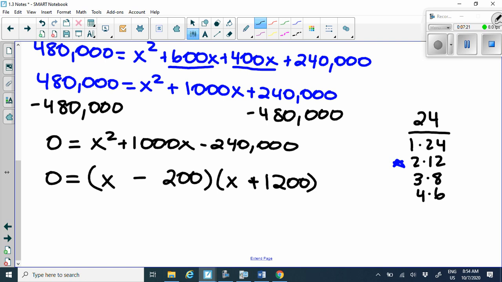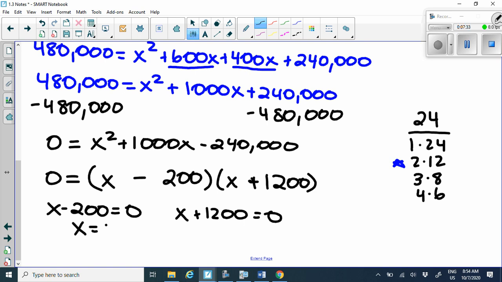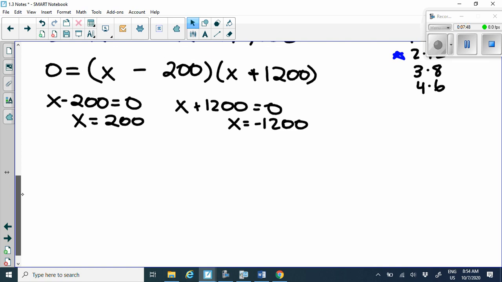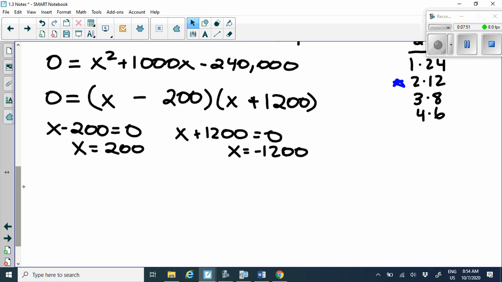Okay, now we get to take each set equal to 0 and solve. So we have x minus 200 and x plus 1,200. Solve for both. So we get x equals 200, x equals negative 1,200. Now, are we finished here? No. We actually have to find the new dimensions here, okay? In order to find the new dimensions, we need to figure out which x value we are going to use and add to the 600 and the 400. Would it make sense to use the negative 1,200? No, because we are going to get negative numbers. So we're going to use x equals 200.